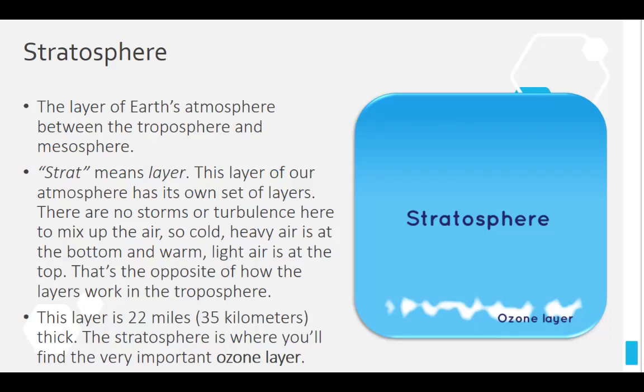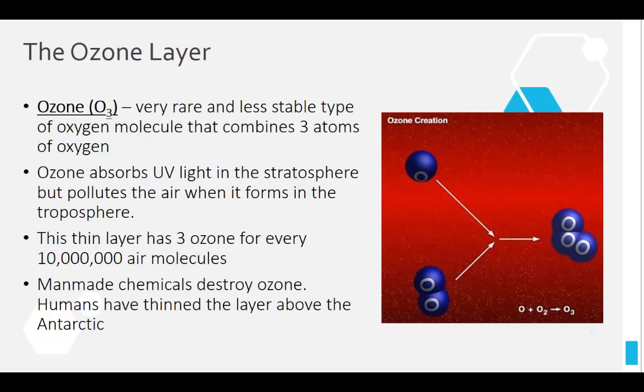Now let's take a little bit of a look at that ozone layer before moving on to the other layers. Ozone, if you're not familiar with it, is O3. The oxygen that we breathe is typically in the form of O2. So this is a much rarer and less stable type of oxygen molecule because it combines three oxygen atoms. Ozone is important because it absorbs ultraviolet light in the stratosphere, but pollutes the air if you find it in the troposphere. This is actually one of the primary causes of what's known as photochemical smog. This layer is very thin and has 3 ozone particles for every 10 million air molecules.